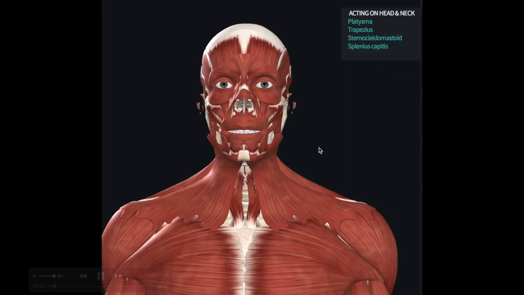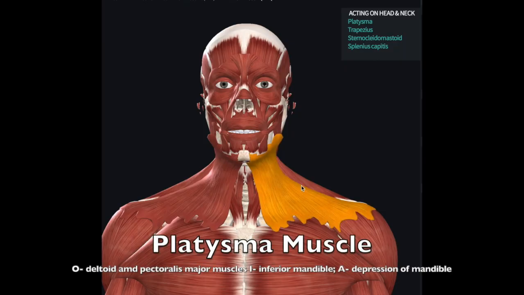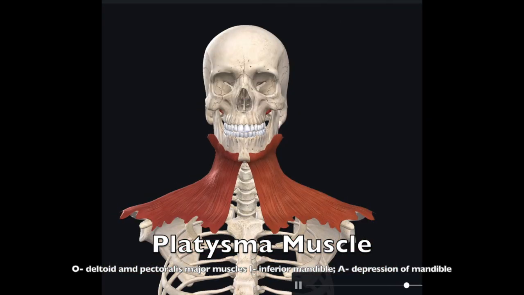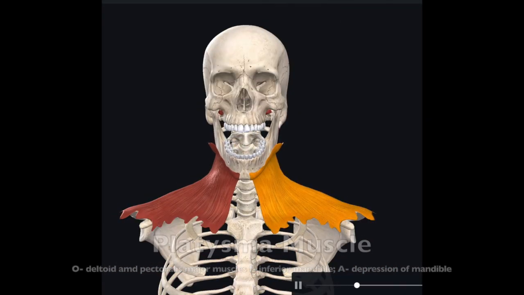The last set of muscles in this series are those acting on the head and the neck. We'll begin with this anteriormost muscle that forms a sheet along the anterior and lateral portion of our neck. This is called the platysma. Its attachment site or its origin is on the deltoid muscle as well as the pectoralis major muscle, so no bone attachment. And its insertion is on the inferior border of the mandible. Its action is to depress or lower the jaw.